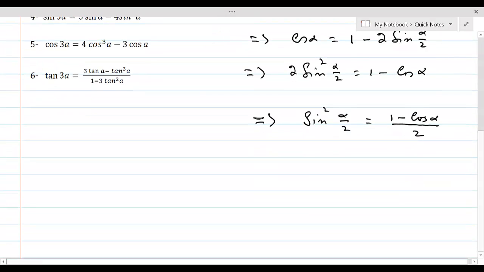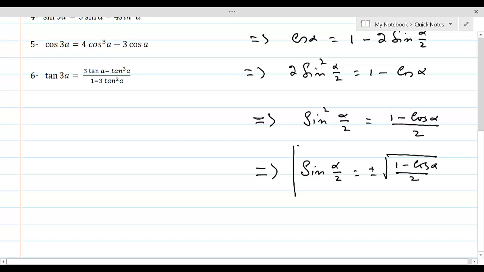And now if we take the square root on both sides, this will give us sin(α/2) equal to plus minus square root of (1 minus cos α) divided by 2. So this is the half-angle trigonometric identity for sin.